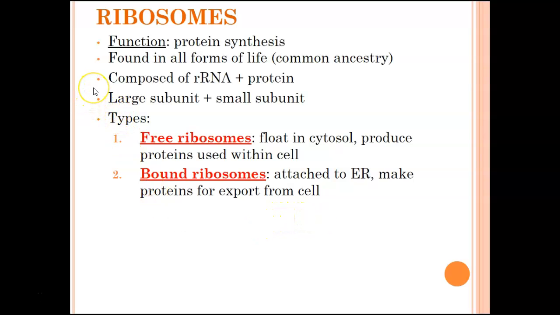Since all cells have proteins, or since I should say all organisms have proteins, all forms of life will have these protein synthesizers, or ribosomes. That's why you find them in prokaryotes and in eukaryotes. Specific structure: this is a complex of proteins, so there's a large subunit and a small subunit.